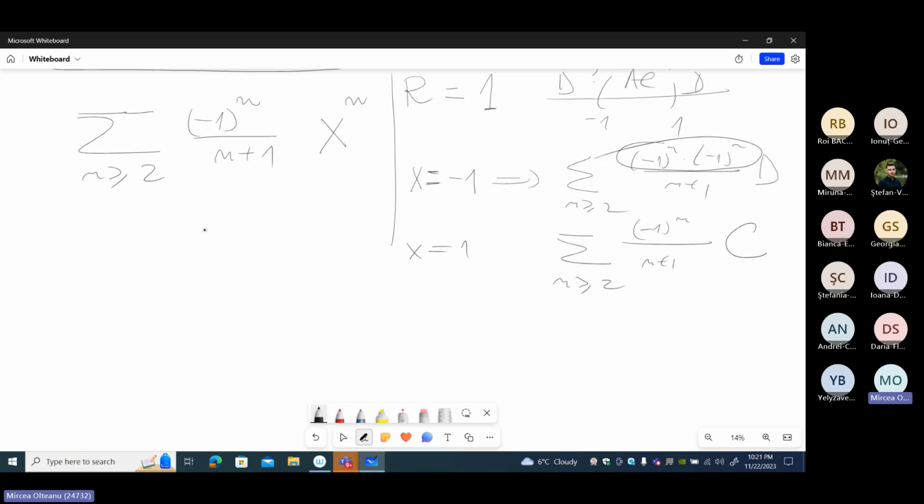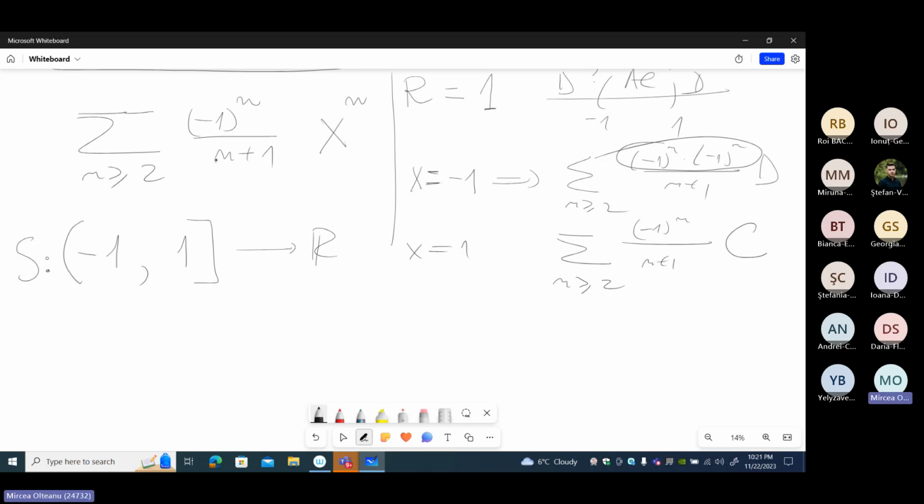So now the domain of convergence is the following: -1 open, 1 closed. So the function S, which is the sum, will be defined here. So the sum of this series is a function defined on this interval, open at -1, closed at 1. And now how to compute the sum?